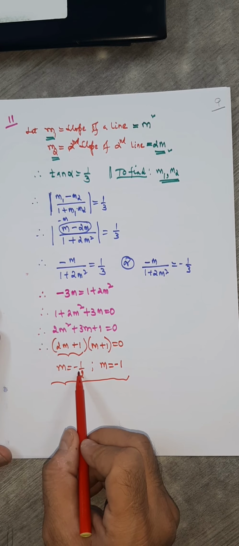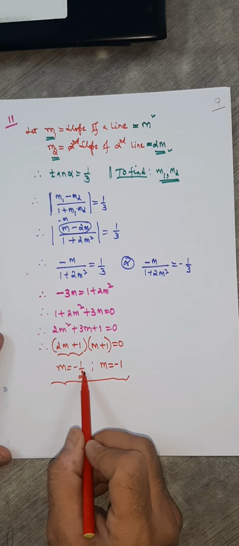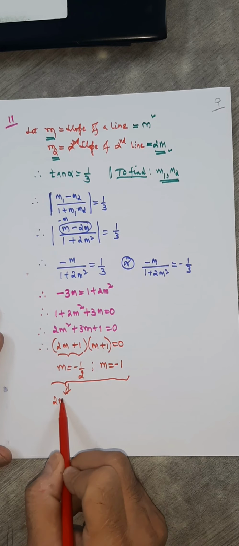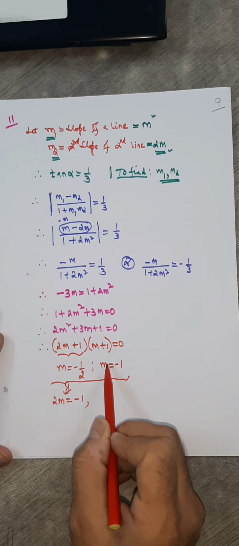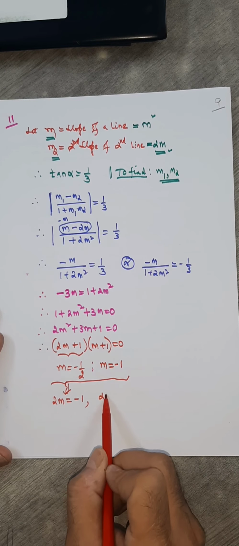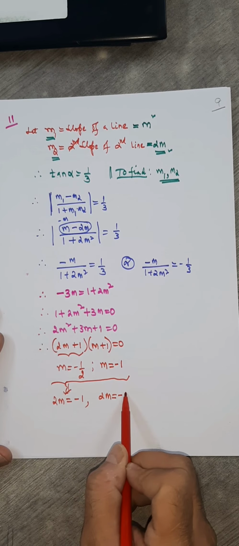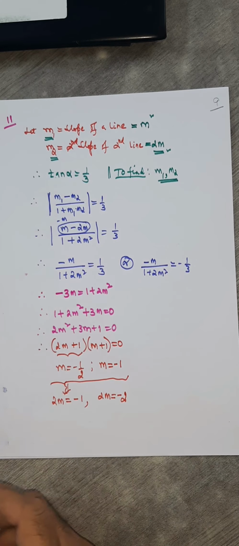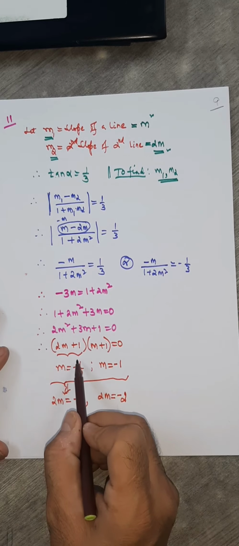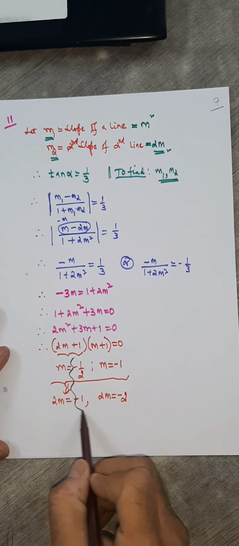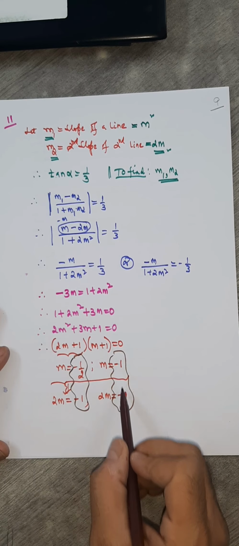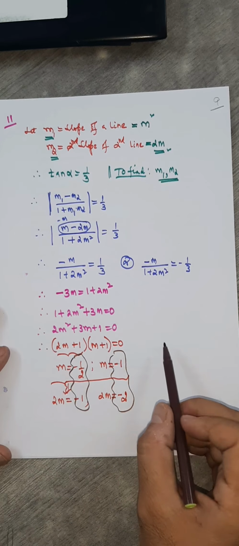If m is minus 1, then the slopes of the lines are, sorry, then 2m will be minus 1. And what is 2m here? 2m will be minus 2. So these are the slopes, minus 1 by 2 and minus 1. One is this. The other one is minus 1 and minus 2. This is m1, this is m2, if you just look at here.